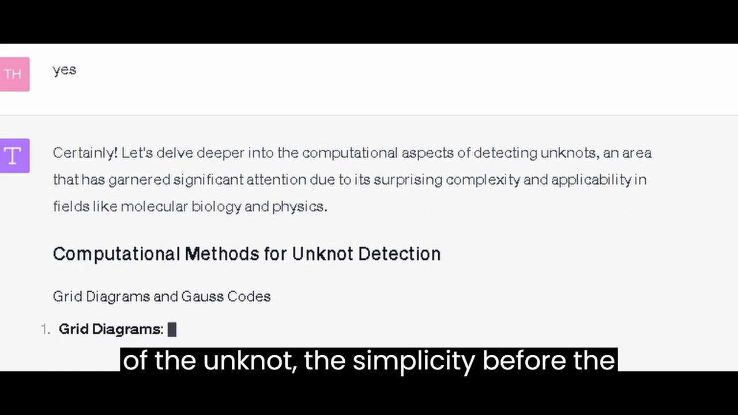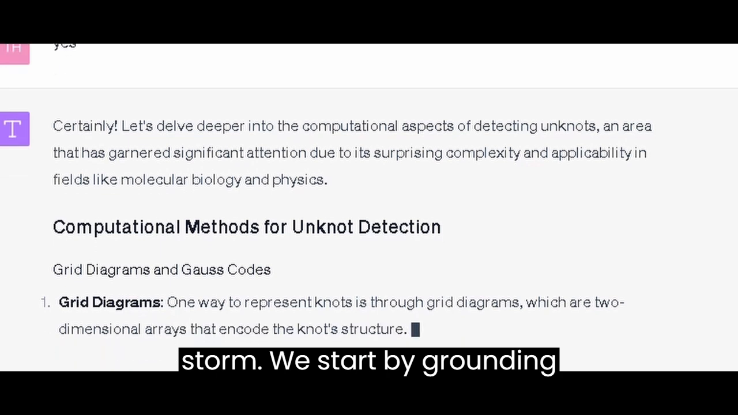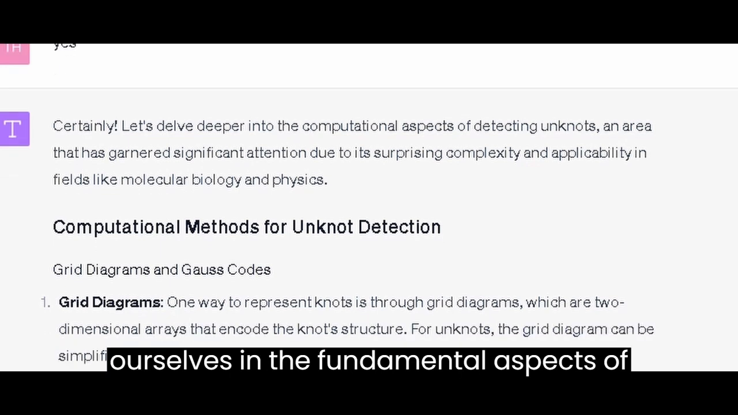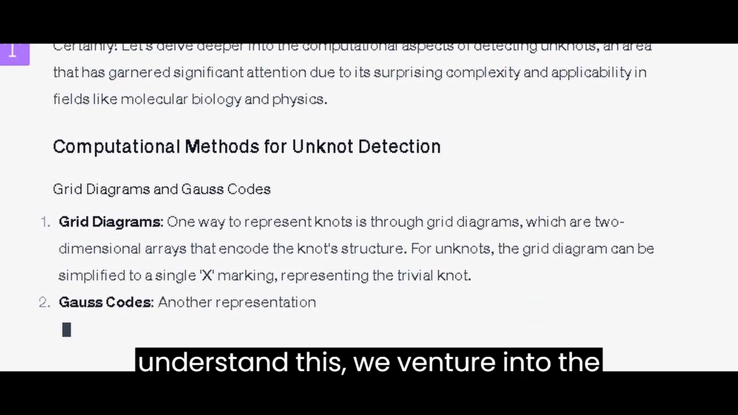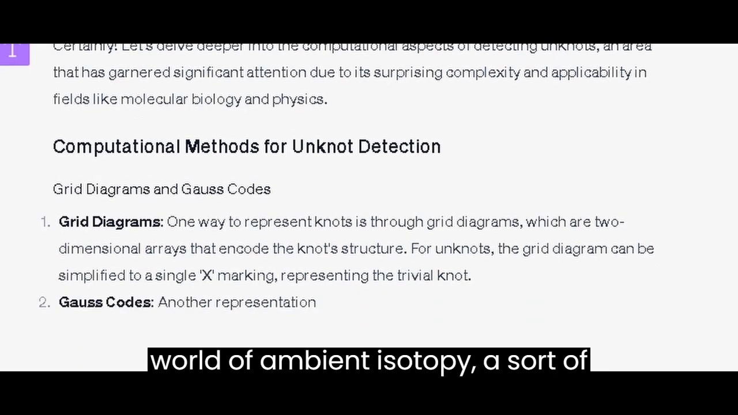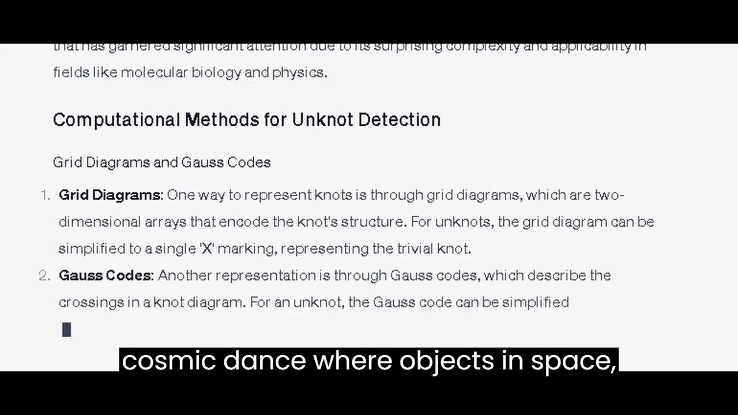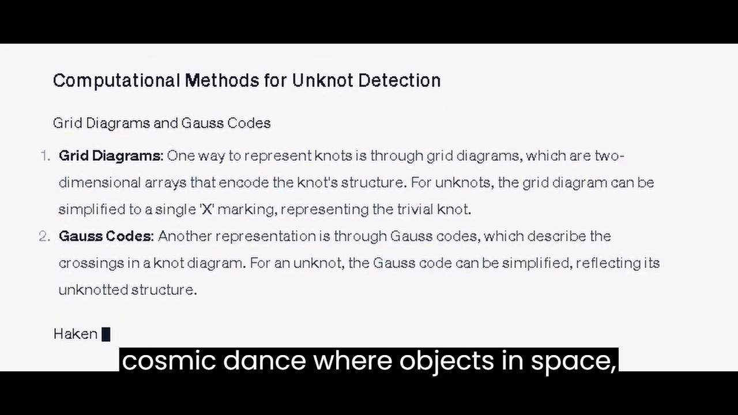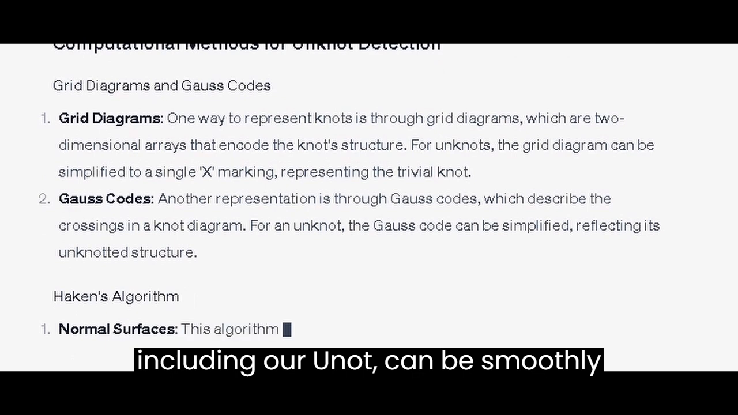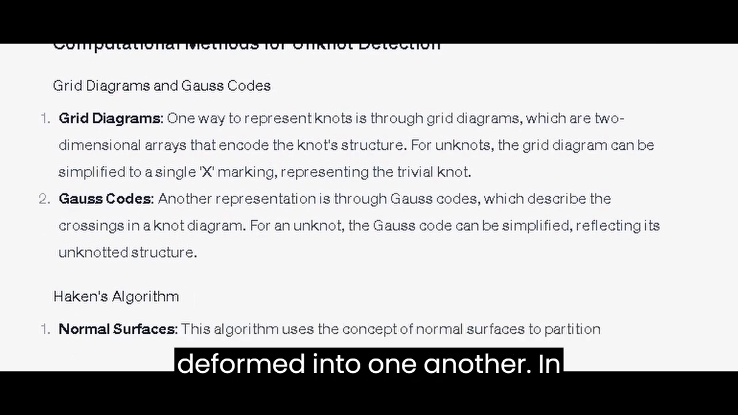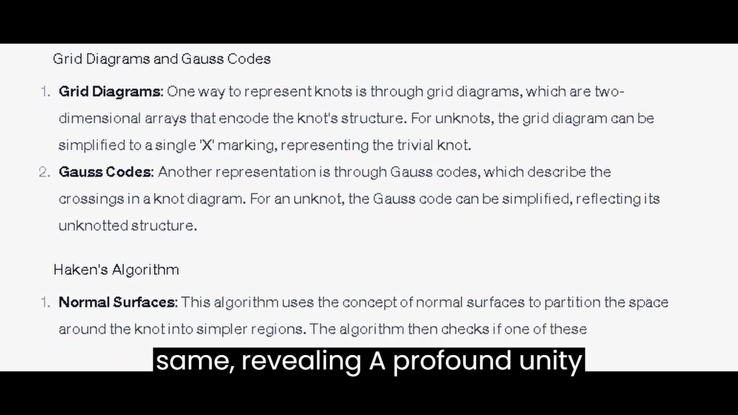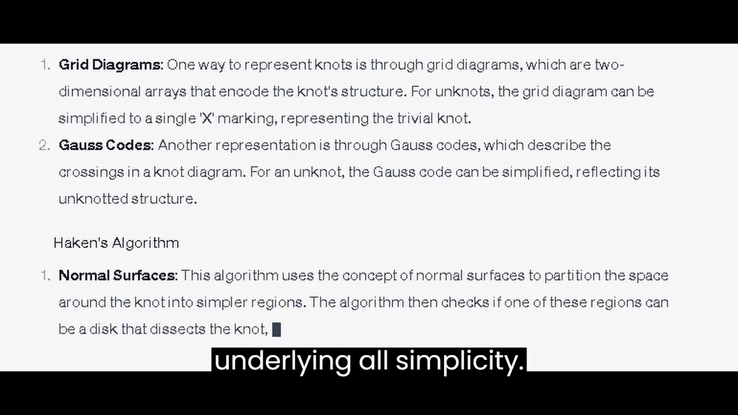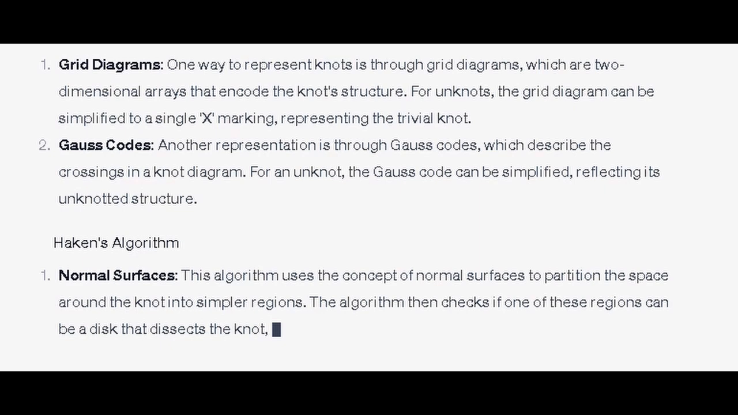Basic properties of the unknot: the simplicity before the storm. We start by grounding ourselves in the fundamental aspects of what makes an unknot. To understand this, we venture into the world of ambient isotopy, a sort of cosmic dance where objects in space, including our unknot, can be smoothly deformed into one another. In this realm, every unknot is essentially the same, revealing a profound unity underlying all simplicity.